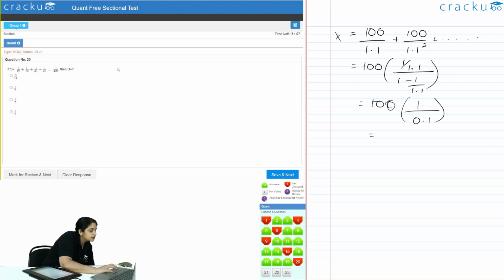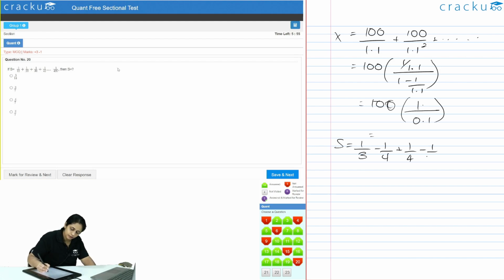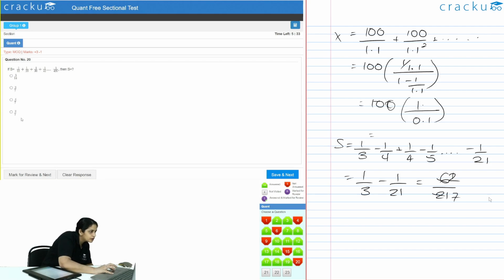If S is equal to this, then S is equal to how much? So that is 3 into 4, 4 into 5, 5 into 6. So S can be written as 1 upon 3 minus 1 upon 4 plus 1 upon 4 minus 1 upon 5, and so on till 20 is how much? 1 upon 21 into 20, right? So that is minus 1 upon 21. So this is 1 by 3 minus 1 upon 21. So this is equal to how much? 7 times 21, so 6 by 21. So this is 2 by 7. That is the option.